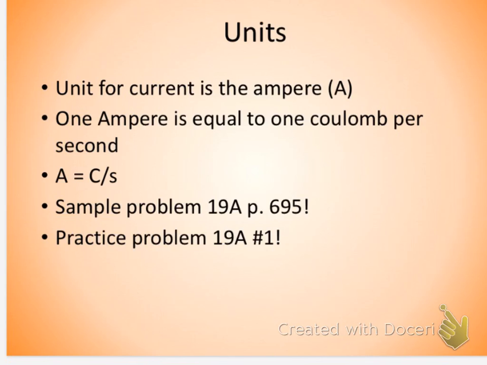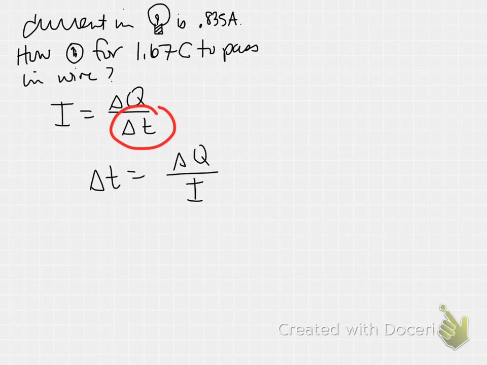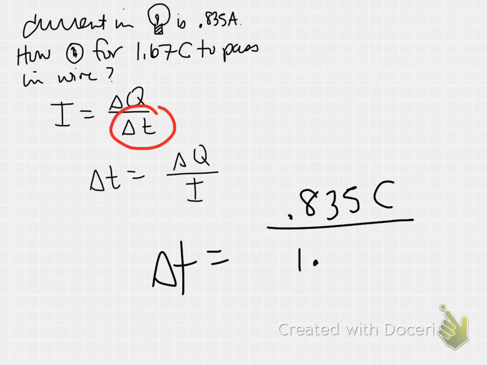And this brings us to sample problem 19A. Page 695. Forgot to hit record. So current in a light bulb is 0.835 amps. How long, that's a clock for those of you who can't figure out my cryptic little drawings, for 1.67 coulombs of charge to pass through the wire in the bulb? I is equal to the change in charge over the change in time, solving for delta T. So delta T equals the amount of charge passing that point divided by the amount of current. And what we get, delta T equals 0.835 coulombs divided by 1.67, whoops. Sorry, 0.835 amps divided by 1.67 coulombs.